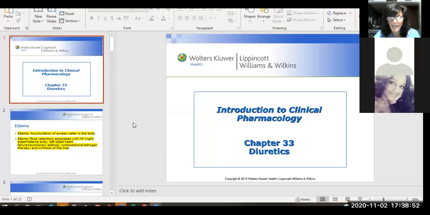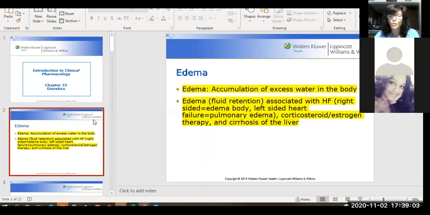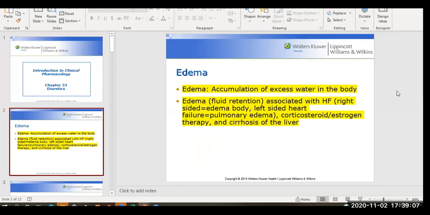And the diuretics are going to be first. So diuretics, lovingly known as water pills, that's what non-nursing people call them, right? What are they for? They are to reduce edema. That's their job. So if somebody is retaining fluid in the body, whether it's because of heart failure, with right-sided heart failure, they're going to retain fluid in their body. Left-sided heart failure, they're going to have pulmonary edema, fluid in the lungs.